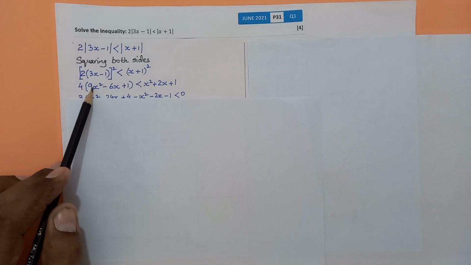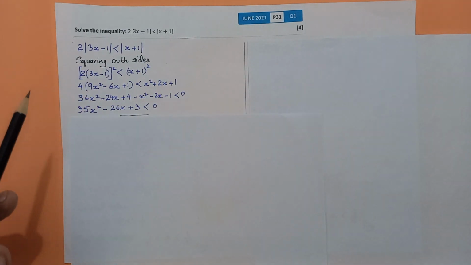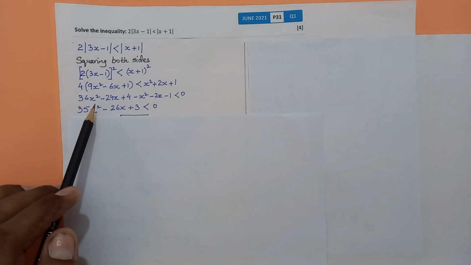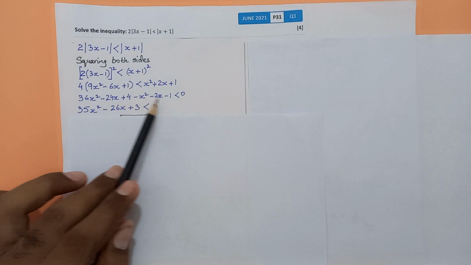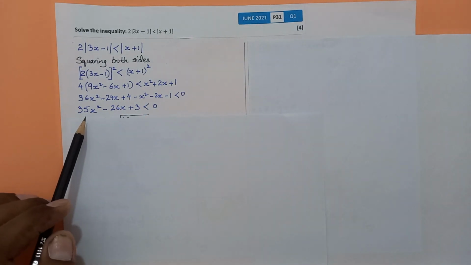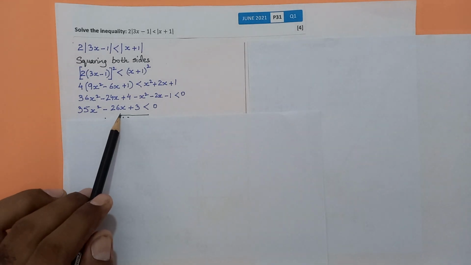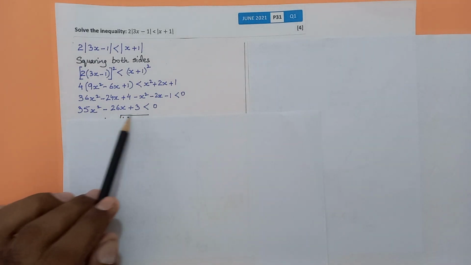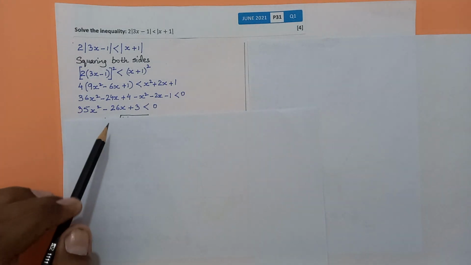After that, multiply this 4 and move all these terms to the other side, and then simply add up the like terms. That means x square with x square, x with x, and constant with constant, and rearrange them, and we can see we have a proper quadratic standard form, which is 35x square minus 26x plus 3. A proper standard quadratic form we have.